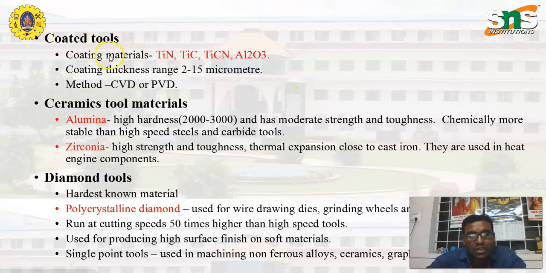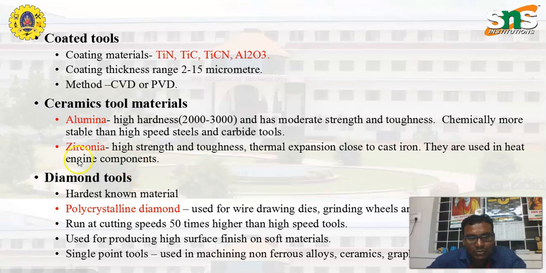Next is the coated tools. Some of the coating materials are titanium nitride, titanium carbonitride, titanium carbide, and aluminum oxide. They are majorly produced with the help of chemical vapor deposition or physical vapor deposition. Next, examples of ceramic tools are alumina and zirconia.